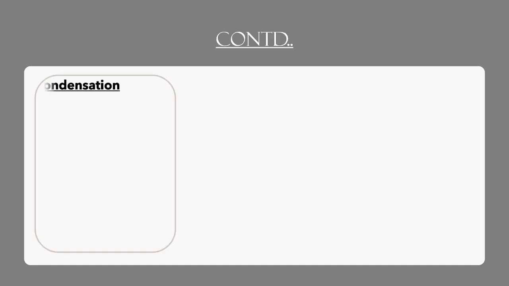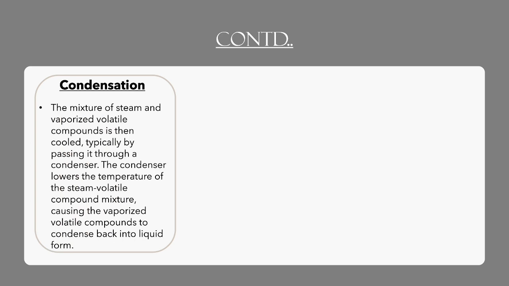The next step of steam distillation is condensation. In the condensation process, steam passes through a container holding spices. The steam carrying the essential oil is then cooled down in a condenser, turning back into liquid.